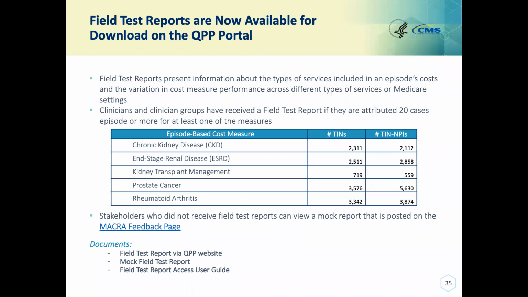So field test reports are available for download on the QPP website for clinicians and clinician groups who have been attributed at least 20 episodes for one of the measures. A total number of around 7,000 clinician groups and a little over 13,000 clinicians will receive at least one field test report during this period. There is a separate field test report for each measure that you have a minimum number of episodes for, so you may receive more than one measure-specific report.